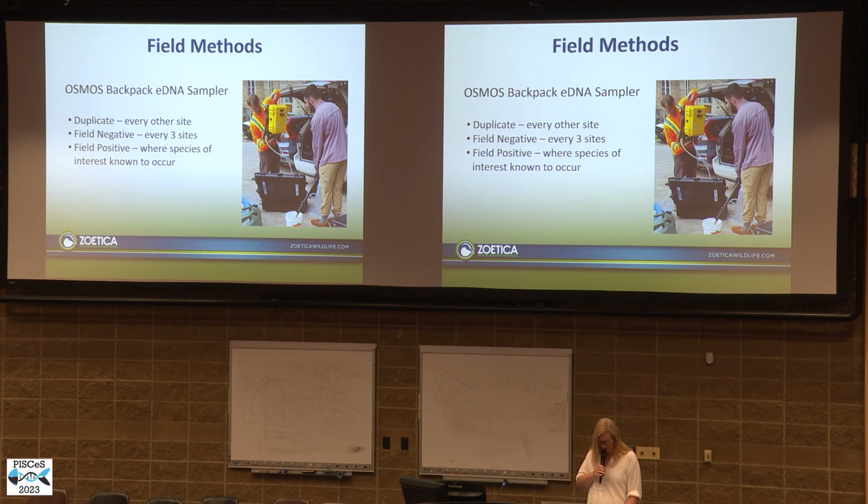Our sampling plan included a duplicate every other site, a field negative every third site, and field positives where species of interest were known to occur. In the summer and fall of 2021, 116 sites were sampled and 446 samples were collected and processed for eDNA. As noted, there's been subsequent sampling since, but we're just going to ignore that for now because we haven't worked up the data.